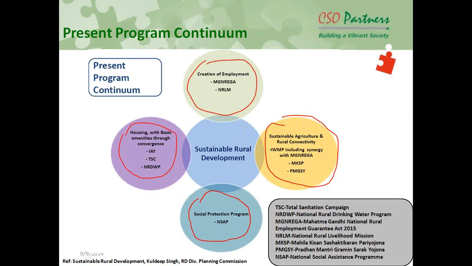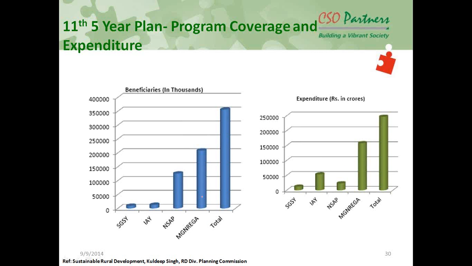Now we know that through this program, we are supposed to generate 100 days of work for those workless people, jobless people, below poverty level people, and also through that we need to create assets in the villages through panchayats. Now, why I wanted to show this is that we are spending the largest amount of money in this particular program, NREGA.